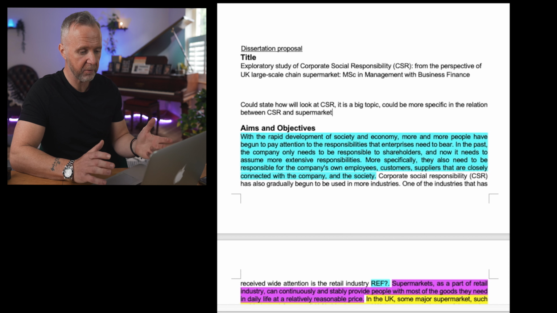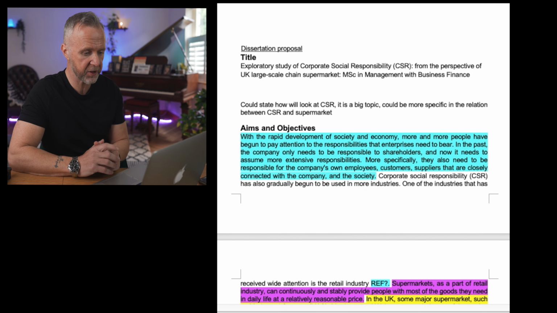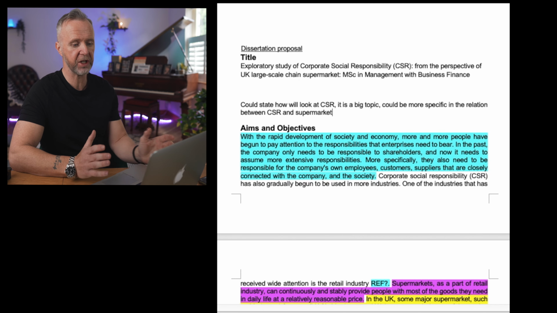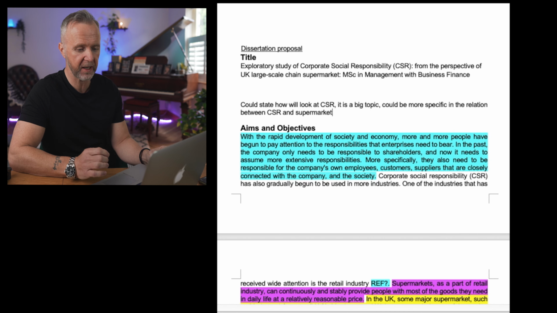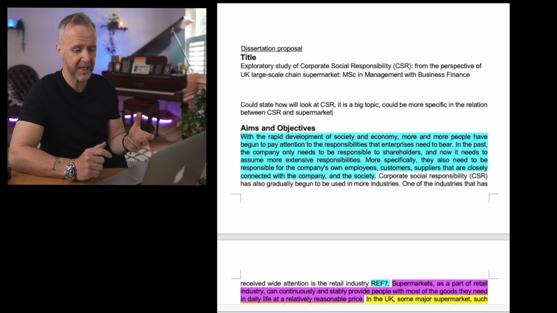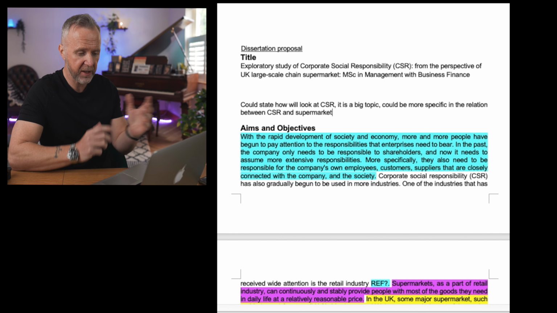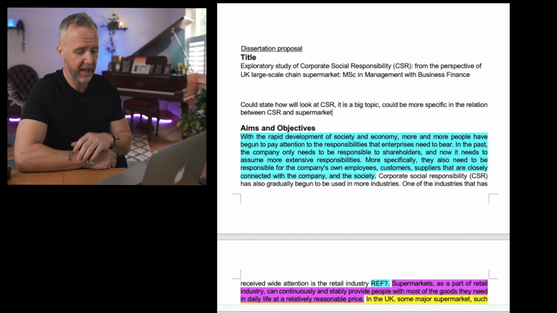Okay, so to begin, we've got the dissertation proposal title here, the exploratory study of corporate social responsibility from the perspective of UK large chain supermarkets. This is for an MSc in management with business and finance. What I find pleasing about this, I mean, they've chosen some legitimate kind of themes in terms of CSR, and they've also stipulated the specificity of an actual place or a company they're going to examine. So they're looking at supermarkets. So there's going to be some relationship that's formed there in the dissertation.